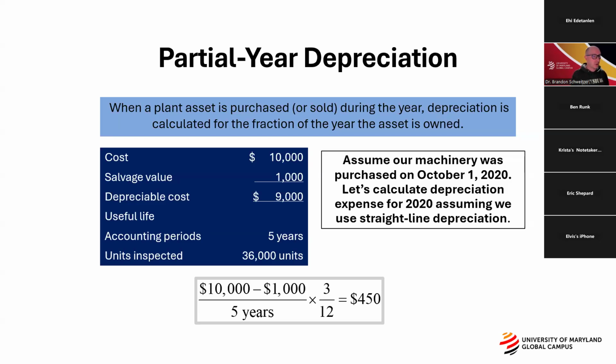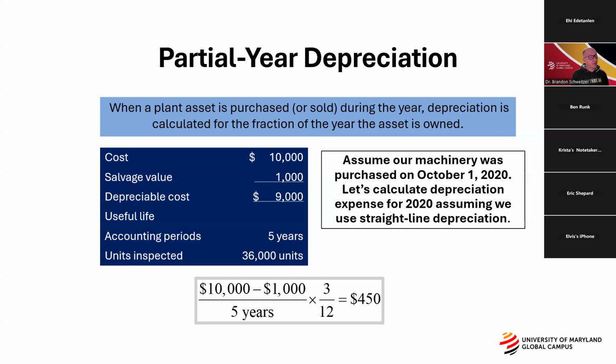When an asset's purchased or sold at a time other than the beginning or end of an accounting period, the depreciation is recorded for part of a year. And this part's, in my mind, somewhat simple because we can simply take the cost minus the salvage value divided by the useful life, and multiply that by the number of months that it was in use for that first year, right? And what that does is it allows us to allocate on a monthly or quarterly basis.